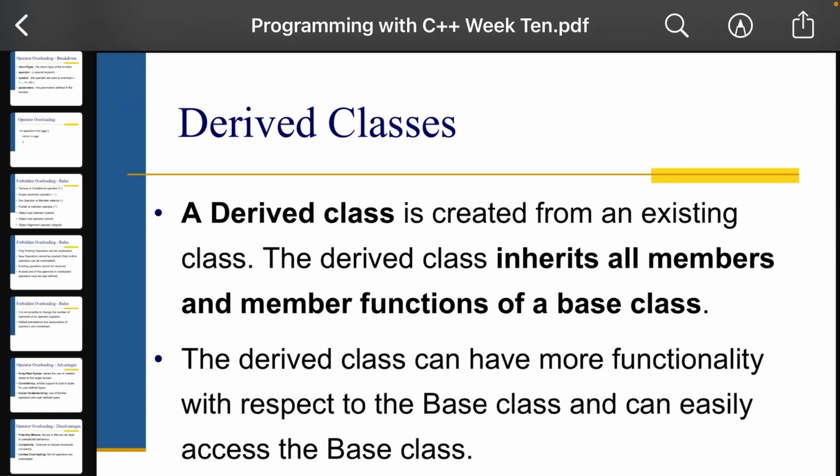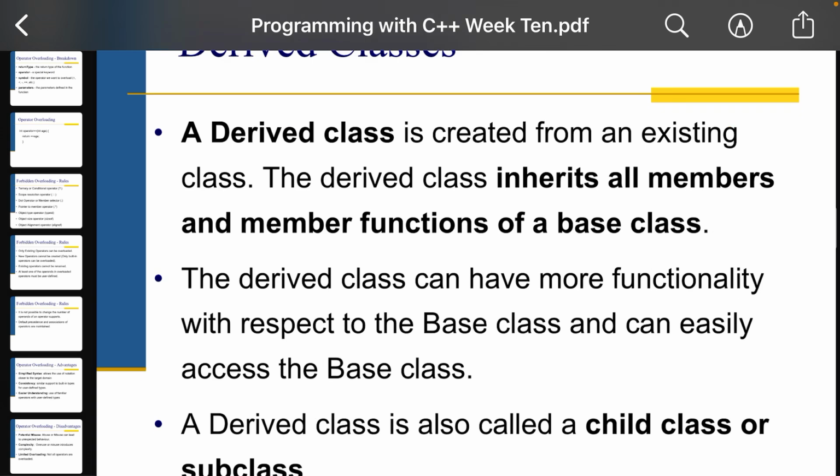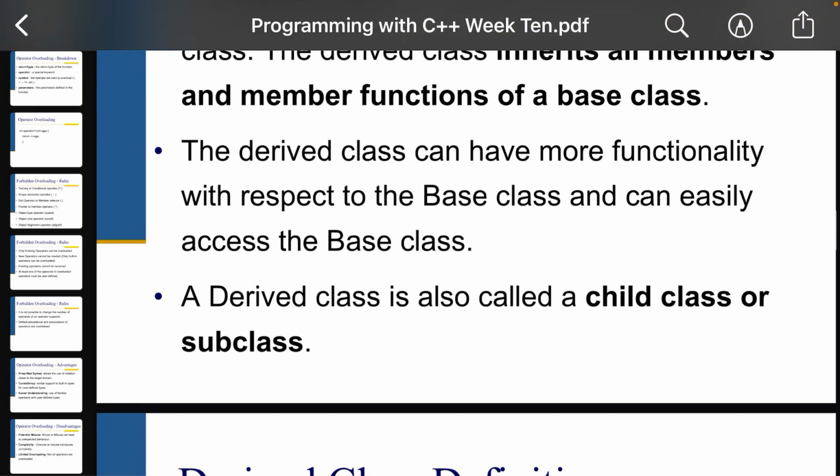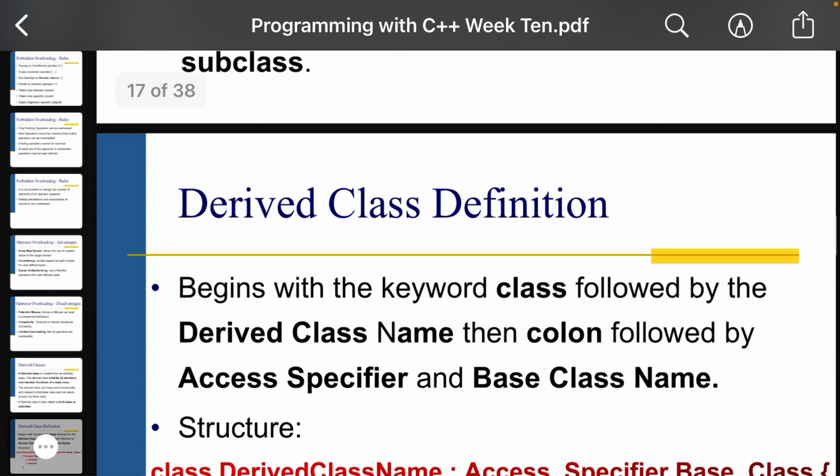And there are derived classes. A derived class is created from an existing class. The derived class inherits all members and member functions of a base class. The derived class can have more functionalities with respect to the base class and can easily access the base class. A derived class is also called what? A child class or subclass.